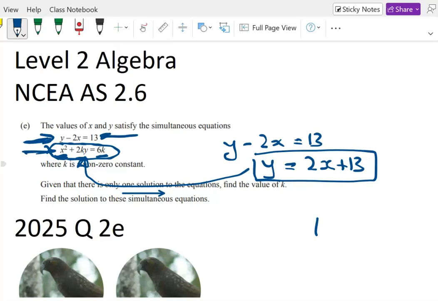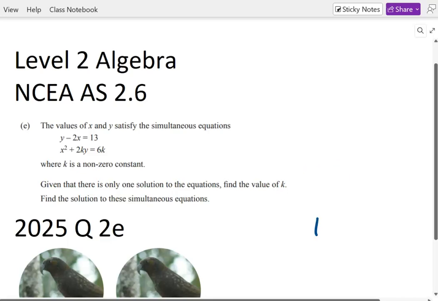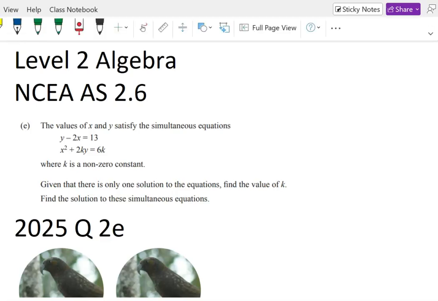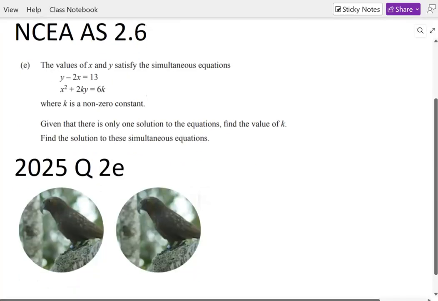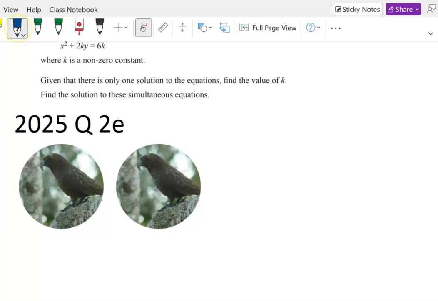Just before we get going, we're also told that k is a constant, so it's not a variable. K is a non-zero constant, so we're going to ignore k as a solution if that ends up being one of them. All right, let's get going on it. Pause the video and have a go on your own. I've given you a pretty big hint to get started.